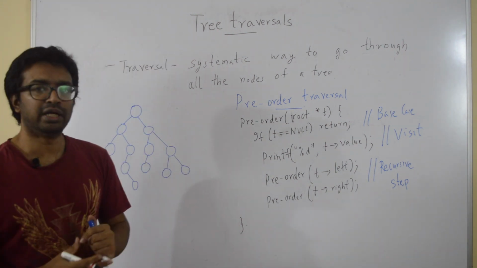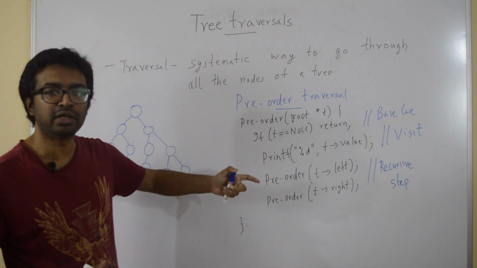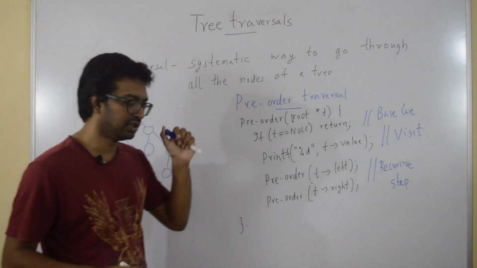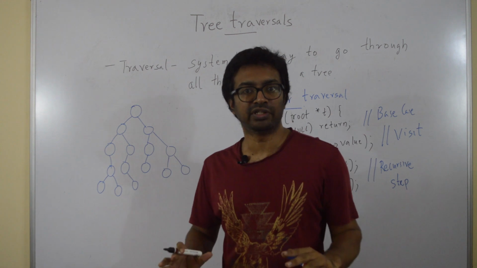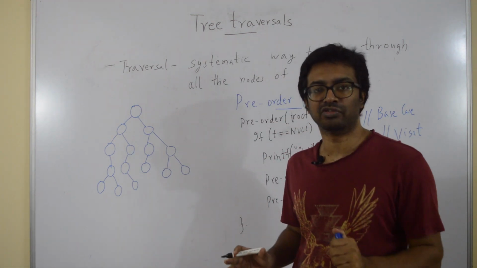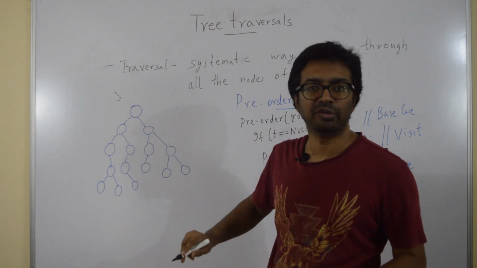Okay, so now I'm going to do a visit. I'm going to write the numbering on this tree in the order in which it's going to be visited. What is the first node which will be visited? The first node that is going to be visited is this root node, and therefore it's going to be numbered 1.